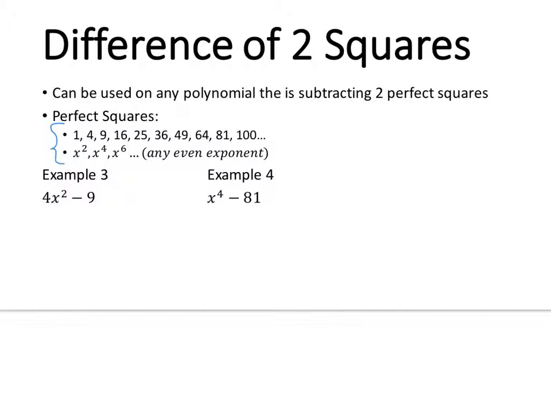So here I have 4x squared minus 9, which is a quadratic because it just has a degree of 2. So remember, your difference of two squares, you're going to take the square root of each piece. So the square root of 4x squared is 2x.